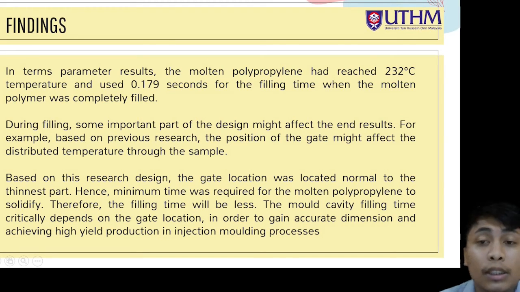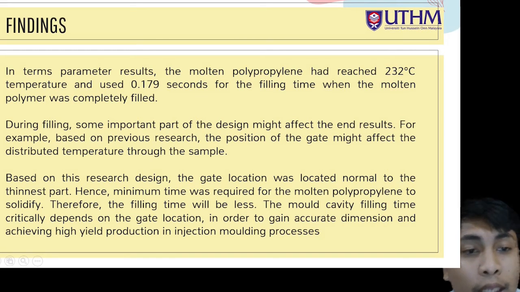Okay, now is the third finding. The finding from the research paper is that the gate location was located normal to the thinnest part. Hence, the minimum time was required for the molten polypropylene to solidify. So the point here is also about the gate location. We can see here the gate location can affect the minimum time for the molten polymer to solidify.